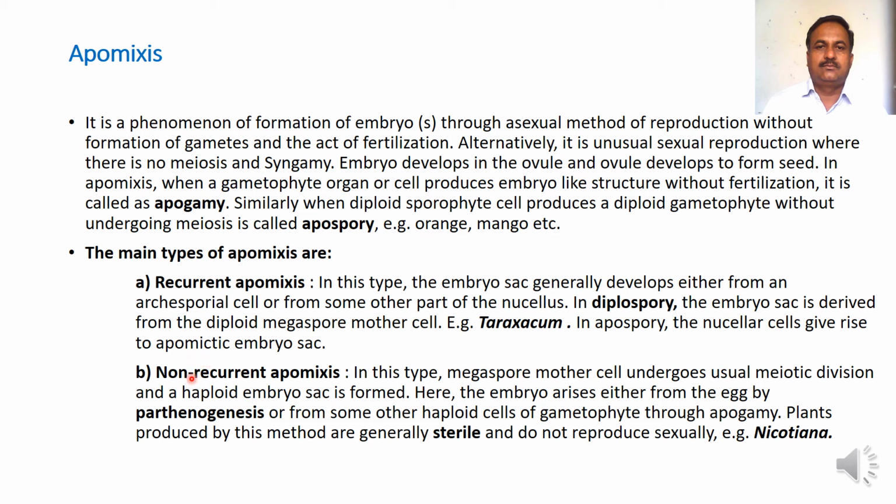The second type is non-recurrent apomixis. In this type, the megaspore mother cell undergoes unusual meiotic division and a haploid embryo sac is formed. Here, the embryo arises either from the egg by parthenogenesis or from some other haploid cells of the gametophyte through apogamy. Plants produced by this method are generally sterile and do not reproduce sexually. The example of non-recurrent apomixis is Nicotiana.